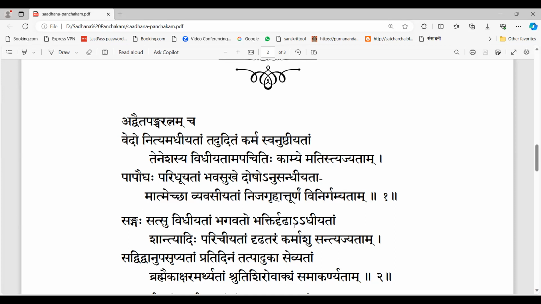From that only we get adhyaya, adhyayanam, adhyapaka. So Vedaha nityam adhiyatam. Adhiyatam is the kriyapadam, karmani. Nityam means always, regularly. One must study regularly. One must chant the Veda. Because he is a brahmachari, he commits to memory all the mantras of the Veda.